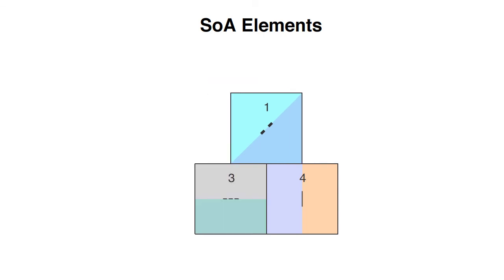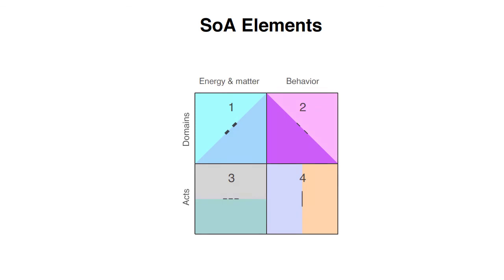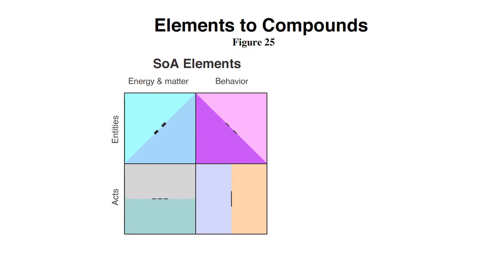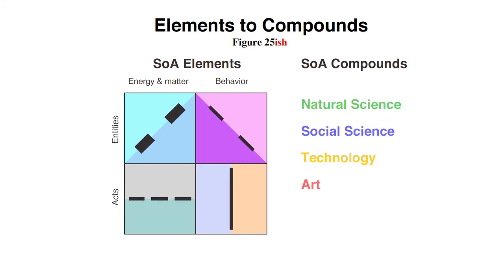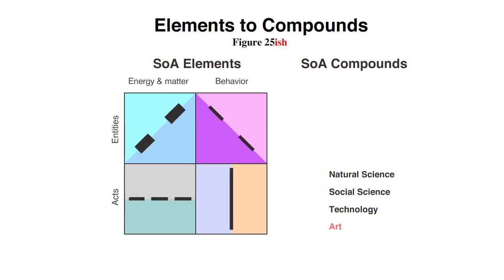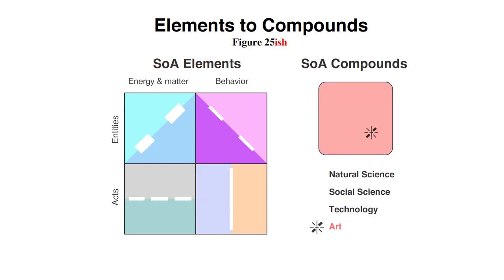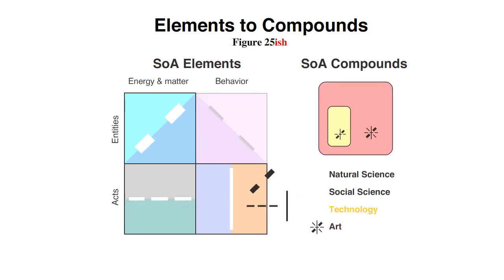We're reverting the elements to their sharper contrast and changing the domain row label to entities. This is to show how the elements are used to make compounds in Figure 25-ish. The core disciplines of my book are called compounds because they are composed of the elements. As mentioned in Figure 18, the art discipline is the base and the superset compound because it uses all 4 elements. The technology discipline uses 3 elements.